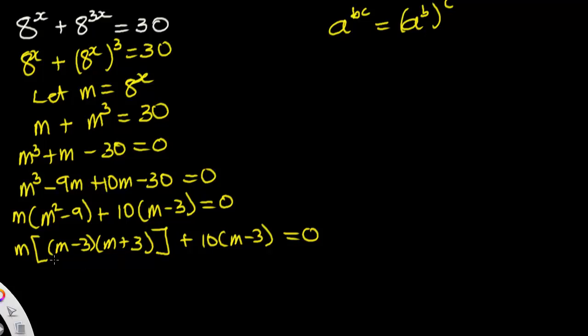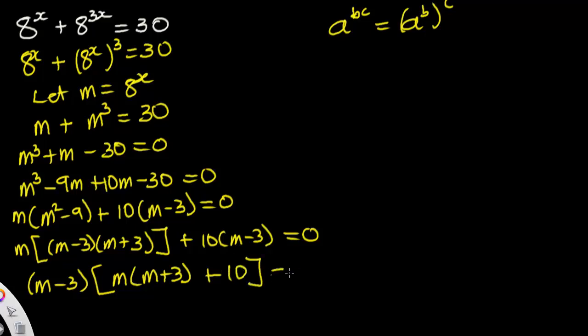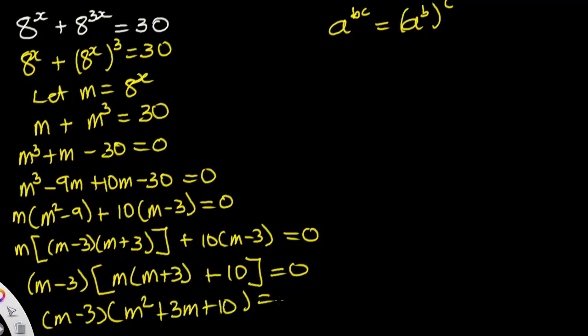So from here we can see that we have common terms over here, so we can factorize these terms out. So when we do that, we are going to have m minus 3 out. So over here we are going to be left with m into m plus 3 plus, and then over here we'll be left with 10 is equal to 0. Now from here we are going to have m minus 3 into m times m gives m squared, and then m times positive 3 gives 3m plus 10 is equal to 0.